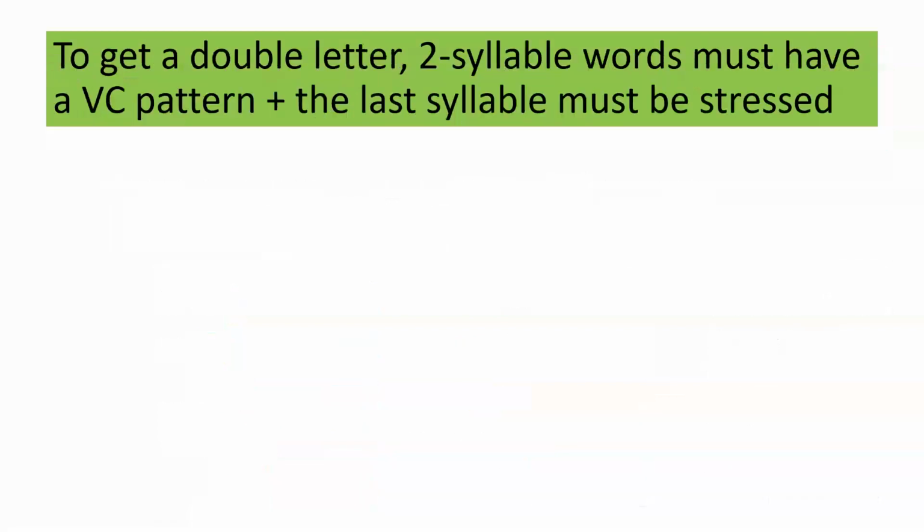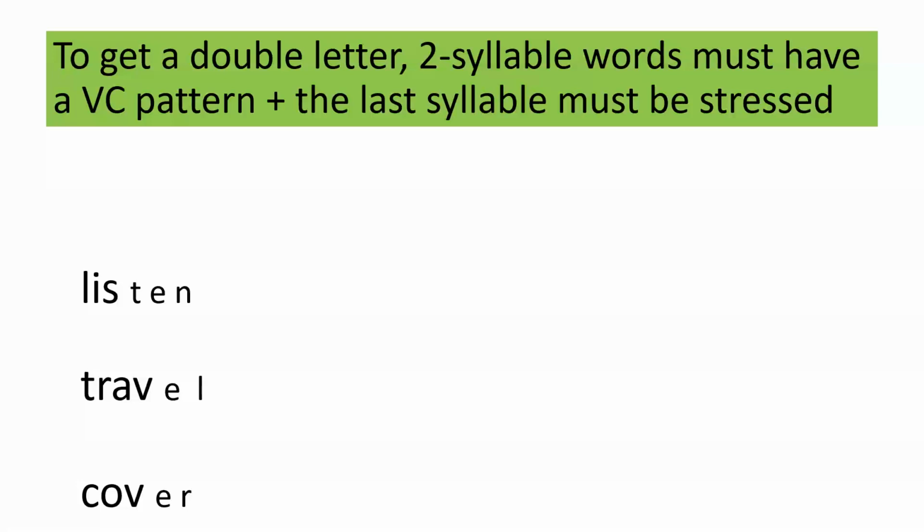Let me explain. To get a double letter, two-syllable words must have a VC pattern and the last syllable must be stressed. So they have to be a yes on both of those conditions, and then we can put a double letter. If I look at the word listen, I tried to make it in big letters here. You can see that the first part of the word is kind of louder and longer. That means it has stress.